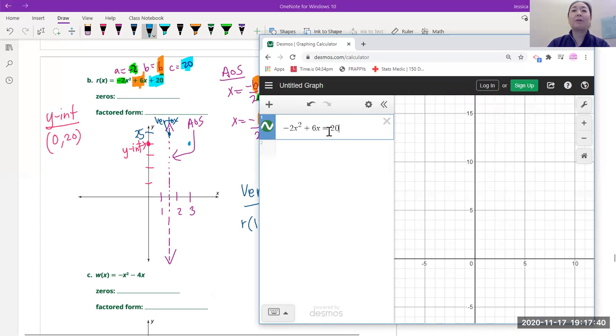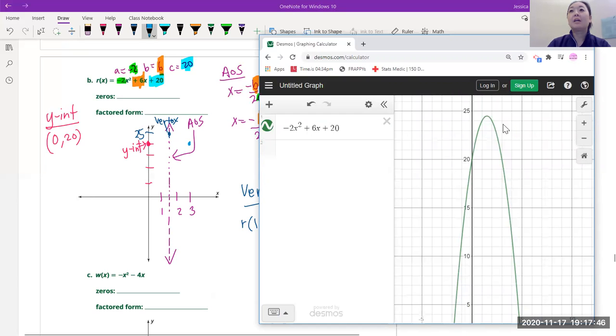Oh, look, no graph. Probably because I put equals. I don't want to put plus. There we go, graph. It's a nice green color. All right, so if you take a look right here, were we right? Is it 1.5 and 24.5? Yep, there we go. So we were right, and our y-intercept is at 20.